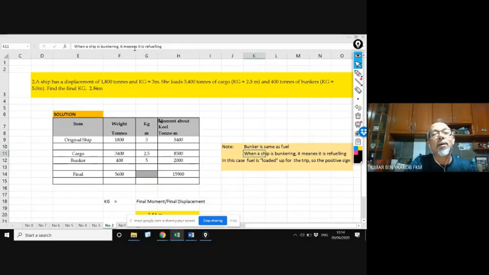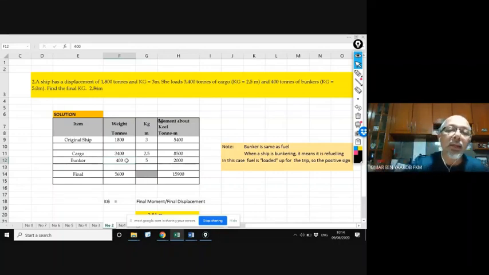So this spelling here means it is refueling, bunkering. When a tanker is bunkering, it means it's refueling, adding fuel to it. In this case, fuel is loaded up for the trip, so the positive sign. 400 tons has been loaded, so it is a positive sign here. If you use the fuel, then it becomes negative. That means you reduce the weight from the ship.